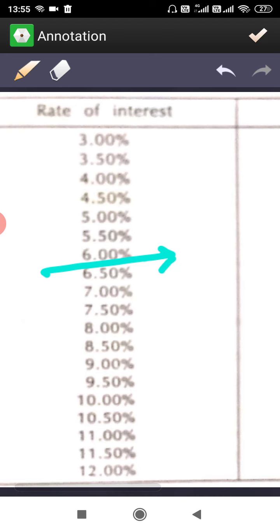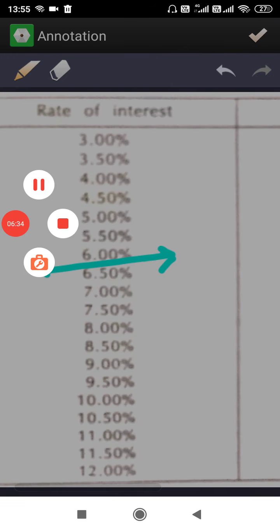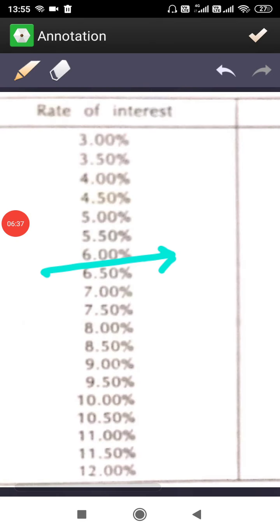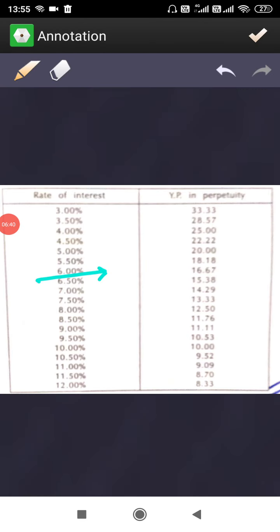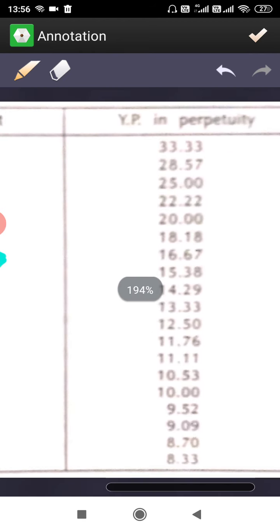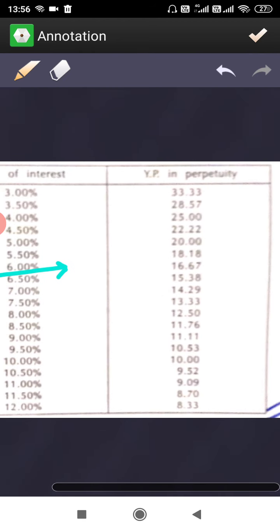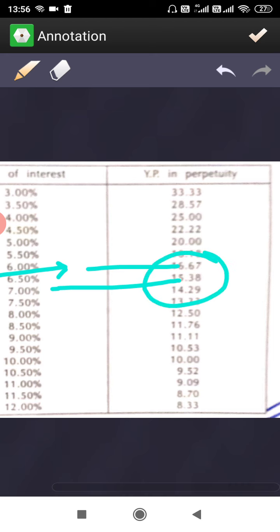Whatever value I am going to take, I have to interpolate between 6 and 6.5, and I have taken the average, that is 6.25. For that 6.25 we are going to see what the year of purchase value will be. Now if you zoom in, you can see here that for 6 you will be having 16.67, and for 6.5 you will be having 15.38. So if you do the interpolation, you will be getting 16 as the year of purchase. I'll keep that in mind to solve this problem. So the year of purchase is 16 years.